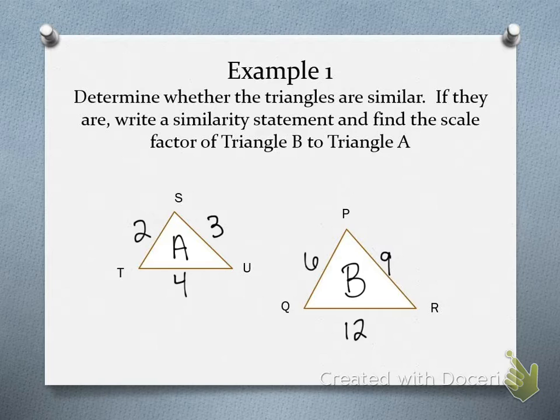So this one, it's pretty easy if we compare our sides. Give me a side from the first triangle. Okay, so ST has a length of 2. That would compare to PQ, which has a length of 6. That reduces to be 1/3. Give me another pair.